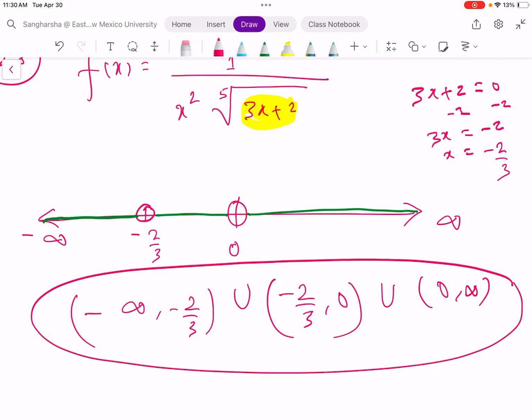You don't need to worry about a function which has an index greater than 2, like the cube root or fifth root. But make sure you know how to find the domain of a square root function, rational function, and polynomial function, okay? Do you have any question up to here?